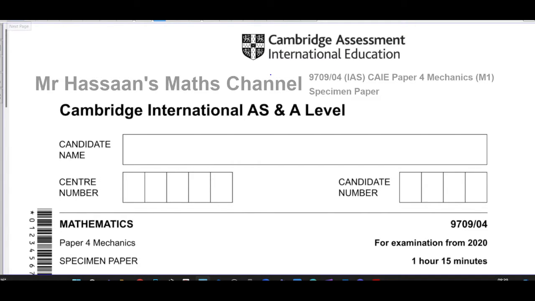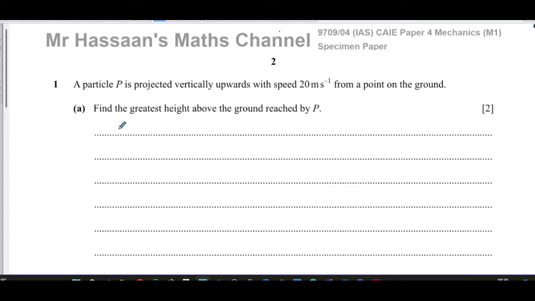Now, I'm going to start with question number 1. And question number 1 is: a particle P is projected vertically upwards with a speed of 20 meters per second from a point on the ground. Find the greatest height above the ground reached by P.